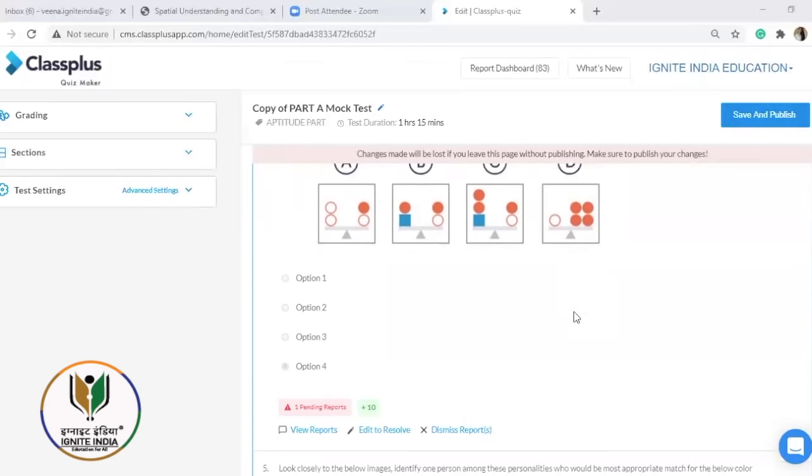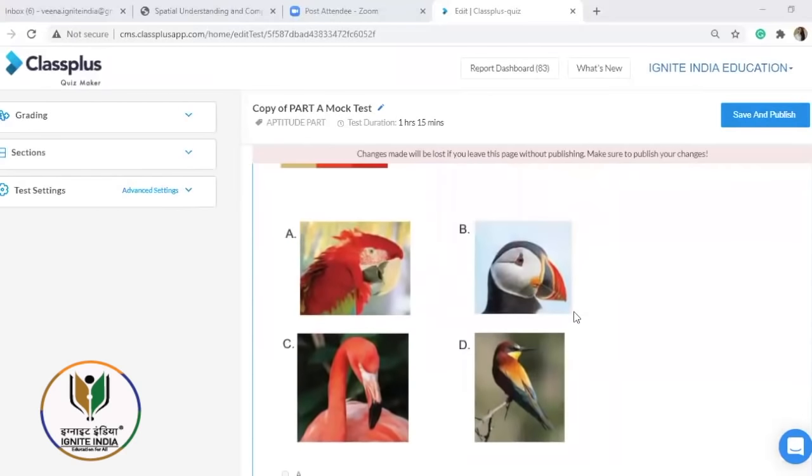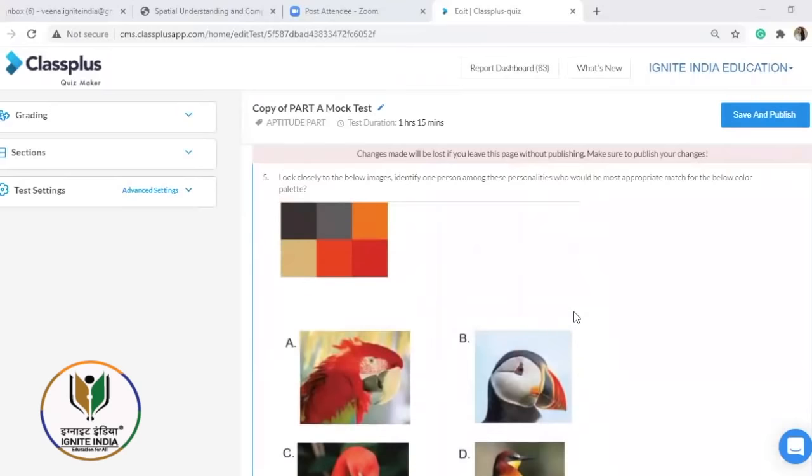Question number 5, we will see quickly over here on the screen right now. Based on the color compositions over here, look closely. I will read this question for you. Look closely at the image below. Identify, out of these, who would be the most appropriate match of the given color palette.